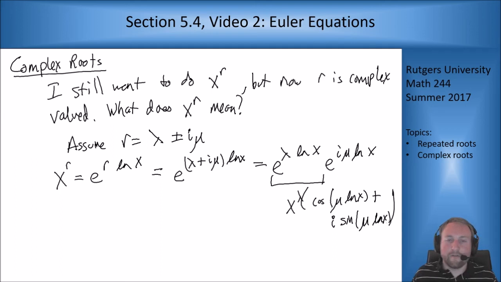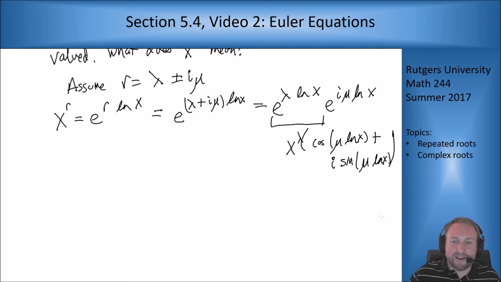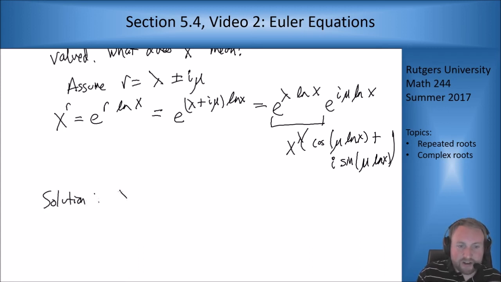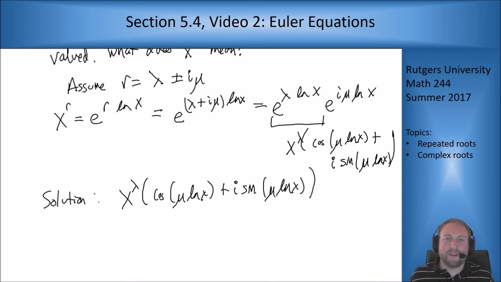So for my solution x to the r, I get this complex valued solution: x to the lambda times cosine of mu ln x plus i sine of mu ln x. Now, in the last video for section 3.2, I emphasized a point about complex valued solutions. That point was that if my value should be real and I get something complex, what I want to do is take the real part as a solution and the imaginary part as a solution. Those are my two independent solutions that are going to work out fine.